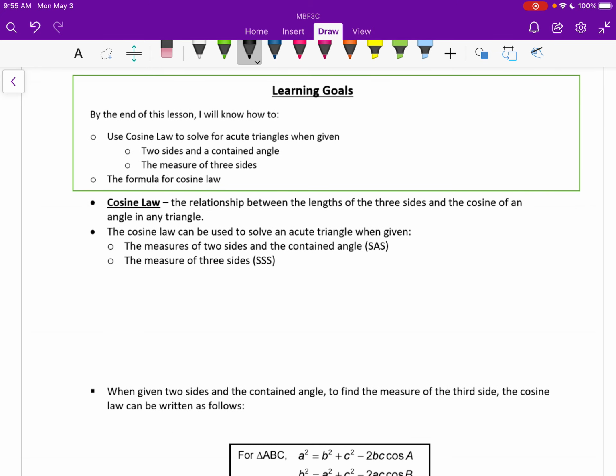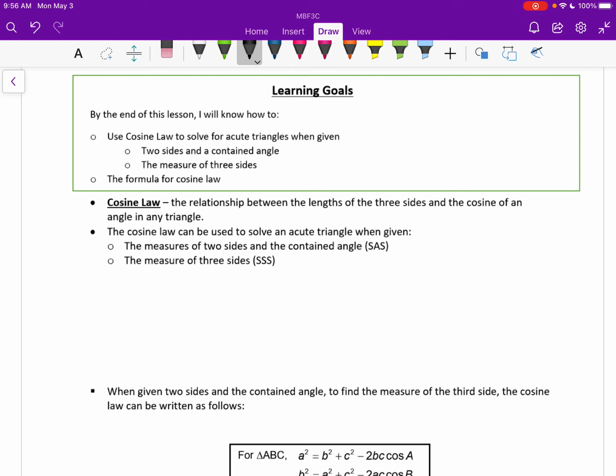By the end of today's lesson, the goals are to know how to use the cosine law to solve for acute triangles when you're either given two sides and a contained angle. That means that you have two sides and the angle in the middle of those two sides. Or the measure of three sides. So if you're given all three sides and no angles, you can use cosine law. So cosine law can be used to solve the following triangles.